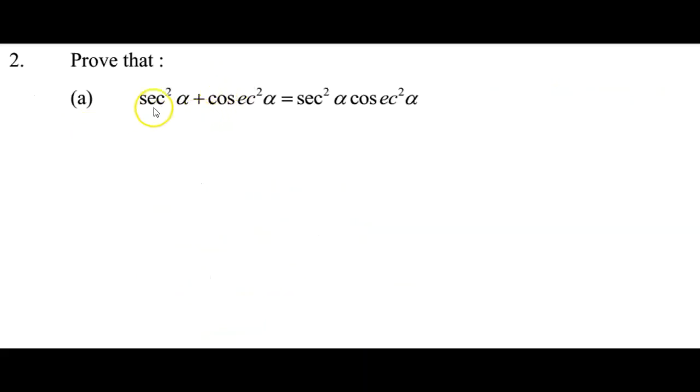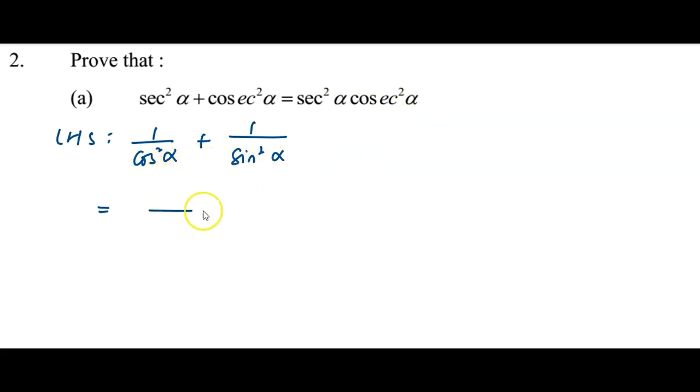For this example, we have secant square plus cosecant square, proving it equals secant square multiplied by cosecant square. So here I'll start from the left hand side. I'm trying to convert the secant into 1 over cos square alpha, and cosecant into 1 over sine square. Then equating the denominator, make it one term, because on the right side we see there is only one term, a multiplication of the secant square and the cosecant square. So here we are trying to make it into one term by equating the denominator.